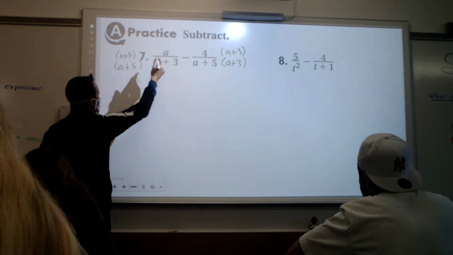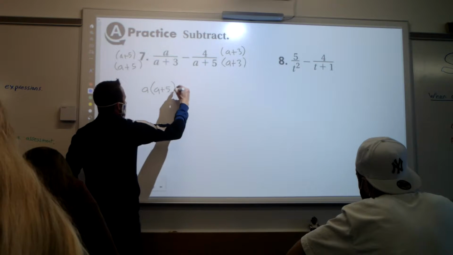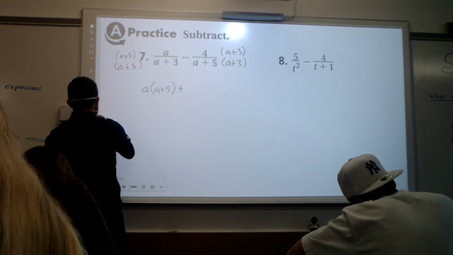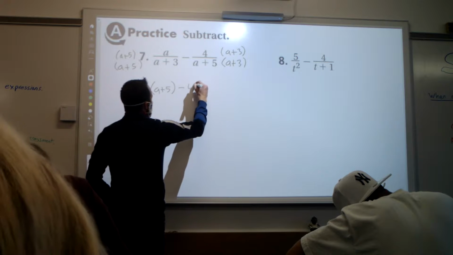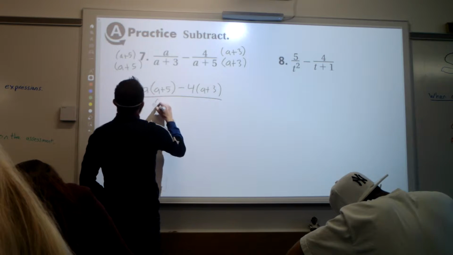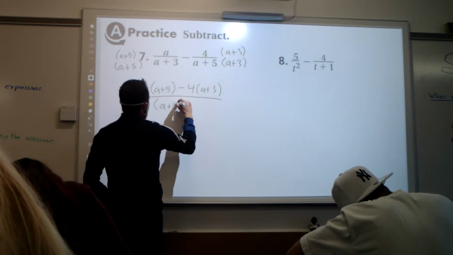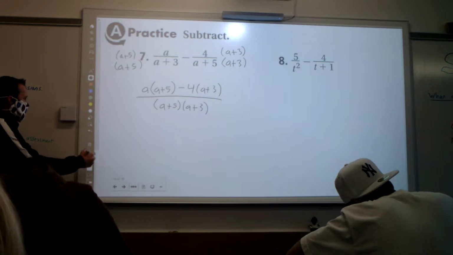Awesome. So then when I rewrite this, I'll have a times a plus 5, and then over subtracting, sorry, put that in there, 4 with a plus 3. And that's over our common denominator, a plus 5 and a plus 3. Is that what you're saying, Josh? Mm-hmm. Cool. What do I do next?